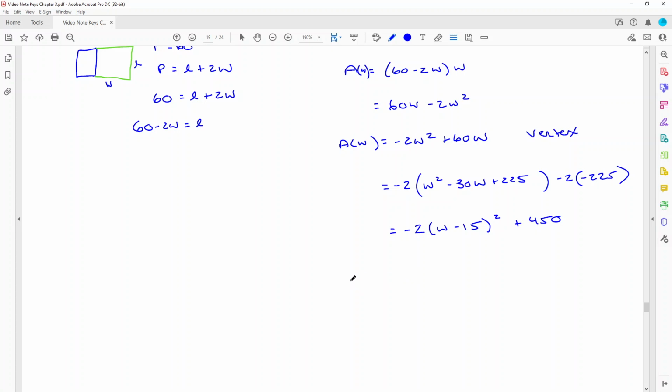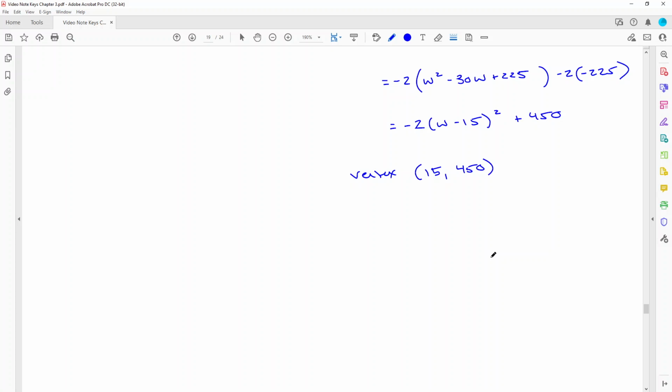Now what? Well, that tells me that my vertex is (15, 450). It is a max because there's a negative out front. And again, like I said, that will always be taken care of in your equation. And what does that mean for this example? Well, again, it's area as a function of width. So when the width is 15, I get a max area of 450.